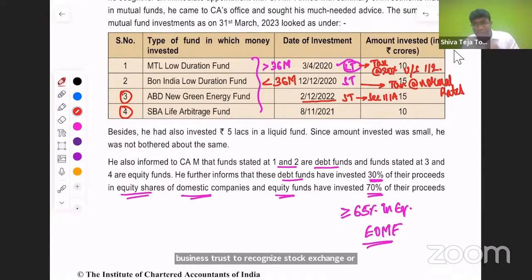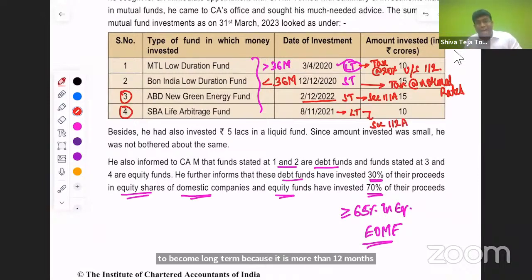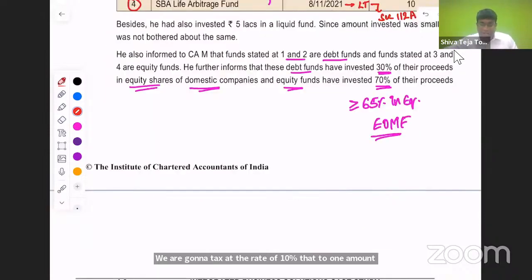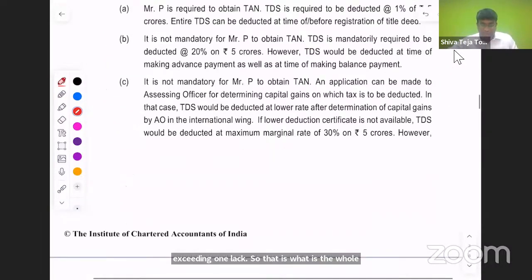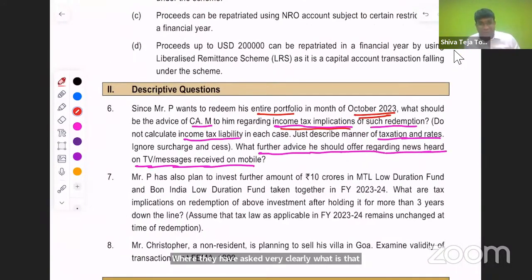of 15%. Now, in the same line, for the next point, 8/11/2021, that is definitely going to become long-term because it is more than 12 months. And when it is long-term, we are going to apply provisions of section 112A. And 112A says long-term capital gains with respect to equity-oriented mutual fund, we are going to tax at the rate of 10%, that too on an amount exceeding 1 lakh. So that is the whole expectation, what they are asking in that particular question, where they have asked very clearly, what is the tax implication? That is what I just discussed with you. What is the rate of tax? That is what I just discussed with you.